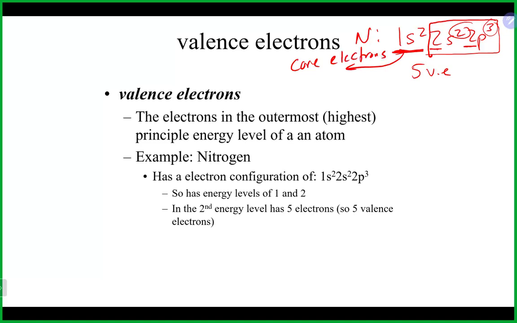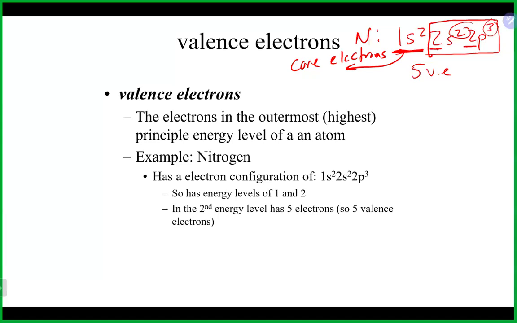Core electrons are closer to the nucleus. They are not involved in bonding because they are so close to the nucleus, they ain't going anywhere. They're so much attracted to it that they're held tightly. They're not able to be removed.